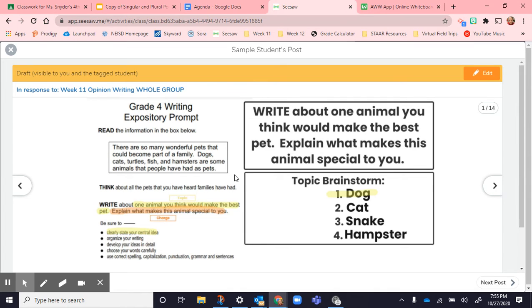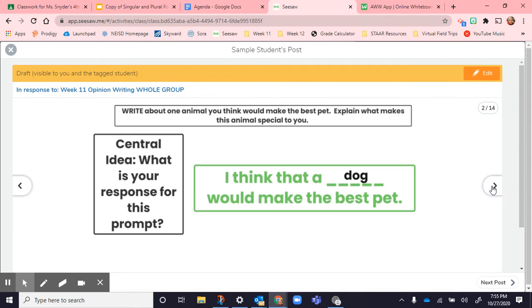All right, so yesterday we got introduced to this prompt. We're writing about one animal that you think would make the best pet, and you're explaining what makes this animal special to you. So we did some brainstorming. This is mine. Yours might look different, of course, if you have a different favorite animal, one specifically that you think would make a good pet. So I highlighted mine. I went with dog. Then I created my central idea, and I said that I think that a dog would make the best pet.